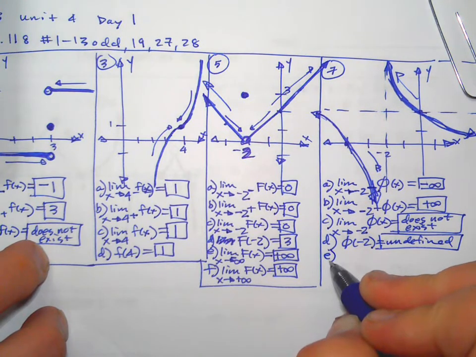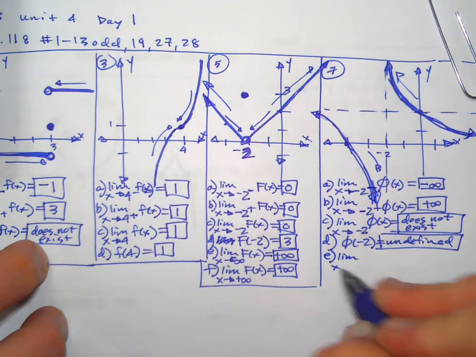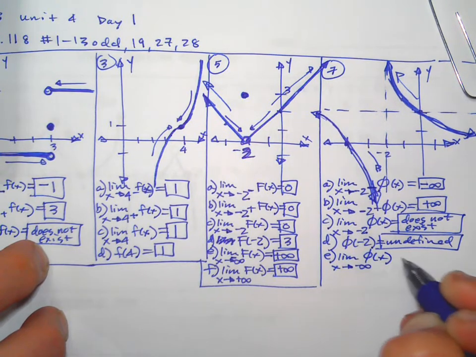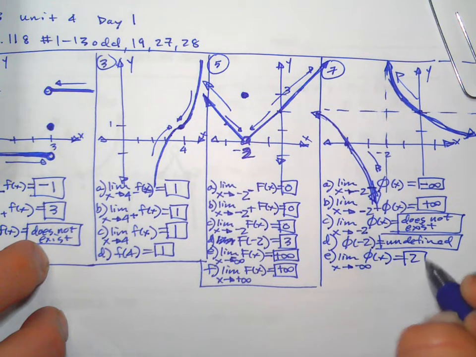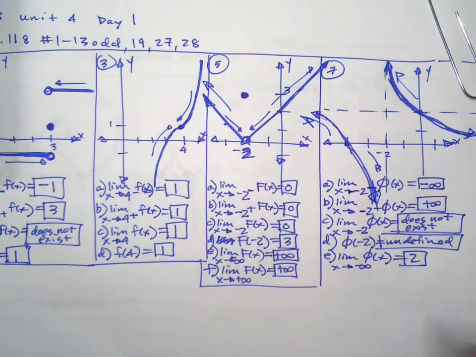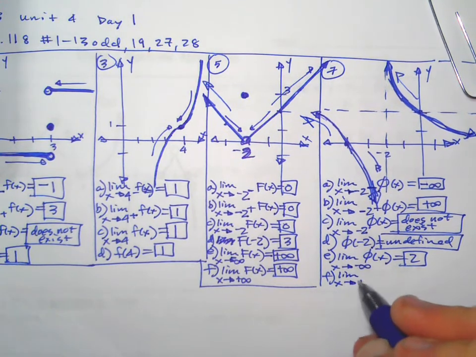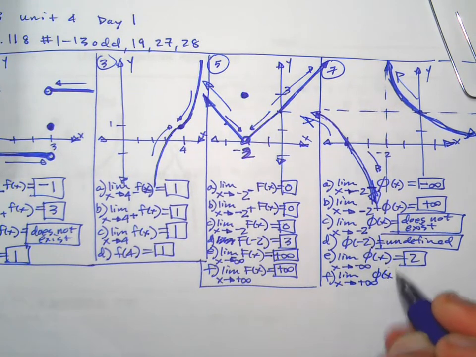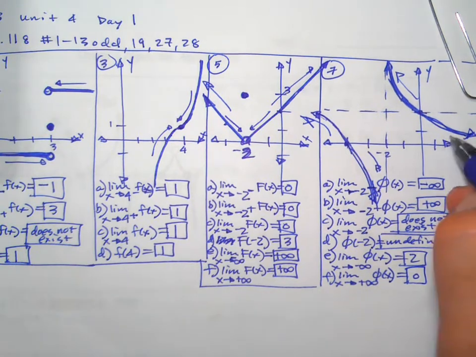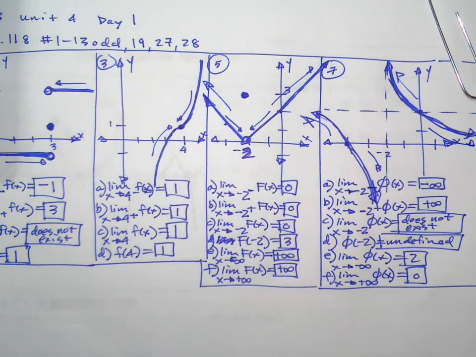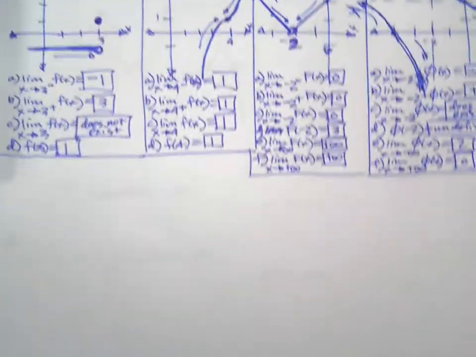E, the limit as x goes to -infinity, so this is end behavior. So to the left, it looks like it's going to 2, right, towards that horizontal asymptote, y equals 2. And for F, it looks like it's going to 0. Looks like it's going towards the x-axis, which is y equals 0. So there you go. We got a couple more of these.